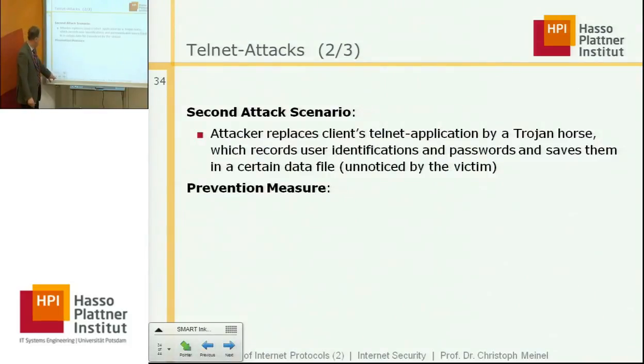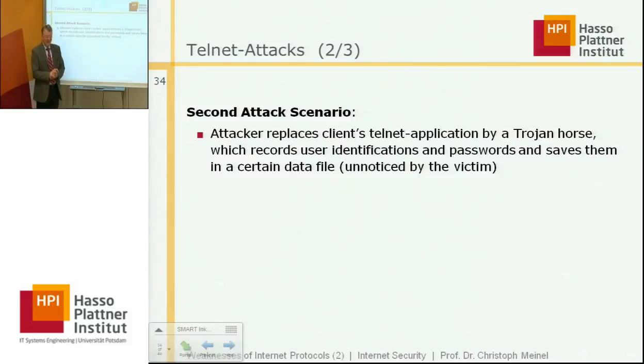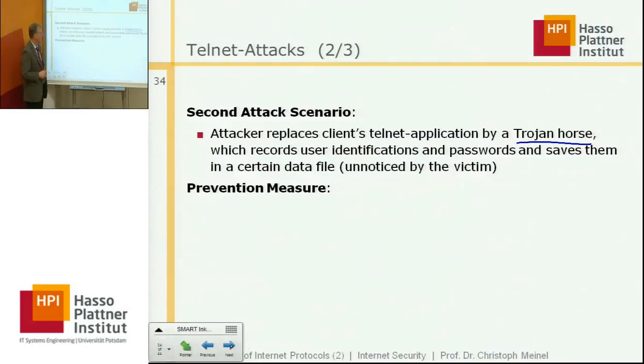A second attack scenario is the following. Here the attacker replaces the client's Telnet application with a Trojan horse. This Trojan horse records user identification and passwords, saves this data, and sends it back without the knowledge of the victim. We already had this example when we discussed Trojan horses. It looks like a user identification window, but in reality it is shown by a Trojan horse that steals identification and passwords in a very simple way.